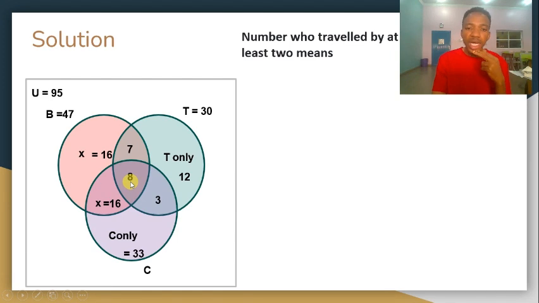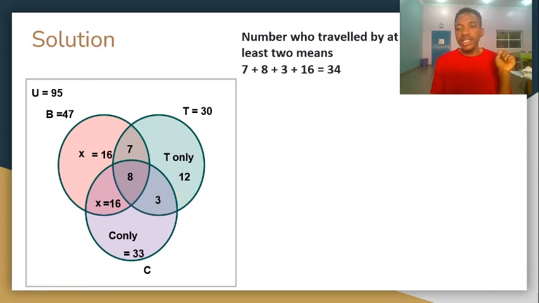And we also have people that travel by bus, train, and car, because the question specified at least 2 means. So we are going to add 7 plus 8 plus 16 plus 3. So that's what we'll do. 7 plus 8 plus 3 plus 16. And the number of people that travel by at least 2 means is 34. All right. So that comes to the end of the question.